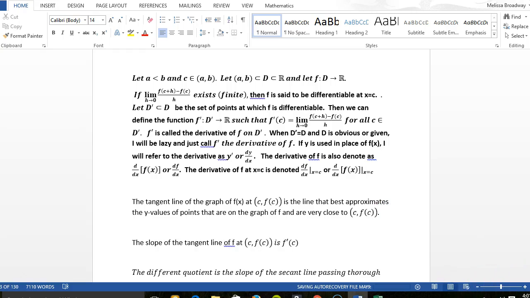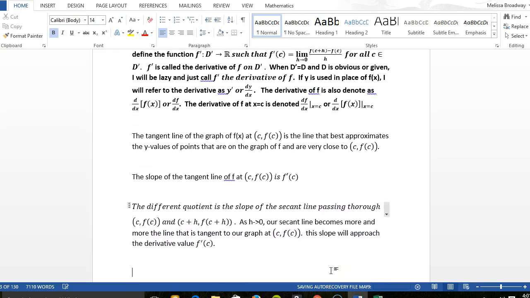Now, if we go down, the difference quotient is the slope of a line we call the secant line, that's just a name. So the difference quotient is the slope of the secant line passing through c, f of c and another point, c plus h, f of c plus h. Okay, that's on the graph. Naturally we defined it to be on the graph by this definition here, because if my y-coordinate is f of c plus h and my x-coordinate is c plus h, it's going to be on the graph just by the nature of how we defined f.